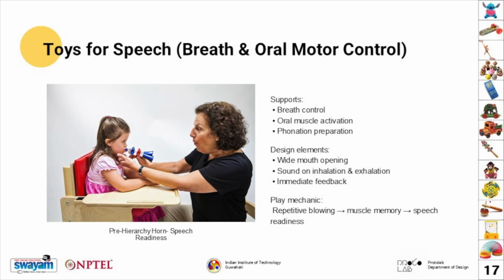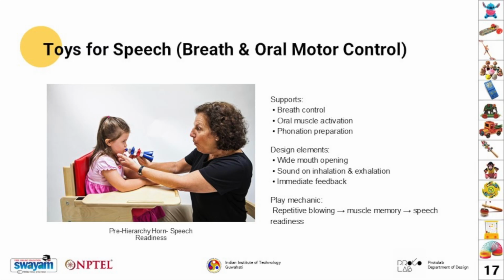This tool looks like a simple whistle, but its design is very intentional. Speech begins with breath control. Many children with speech delay struggle to coordinate airflow, jaw position, and lip closure. The horn produces sound both when inhaling and exhaling. So the child succeeds immediately, even with weak airflow.